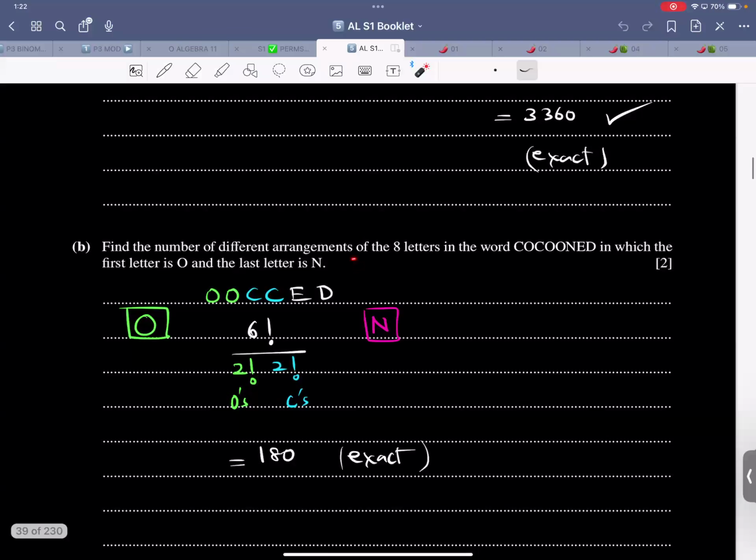Find the number of different arrangements of the 8 letters in which the first is O and the last is N. First is O. Even though it's identical, we just take 1 and paste it at the start. We won't write 3C1. Ends with an N.